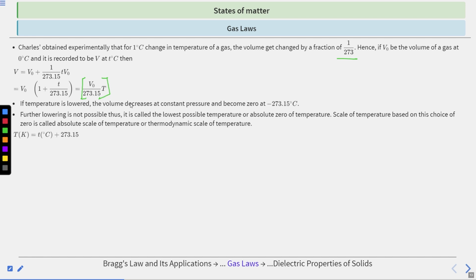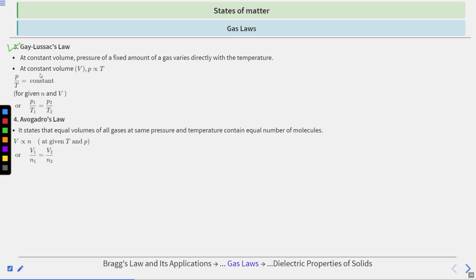If the temperature is lowered, the volume decreases at constant pressure and becomes 0 at minus 273.15 degrees Celsius. This is the lowest temperature possible. It is known as the absolute zero of temperature. The scale of temperature based on this choice of 0 is called the absolute scale of temperature or thermodynamic scale of temperature. This is the expression by which, by putting the value in either Kelvin or degree Celsius, we can convert the temperature from one unit to the other, that is Kelvin to Celsius or Celsius to Kelvin.